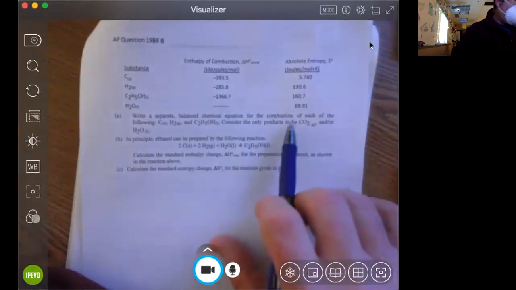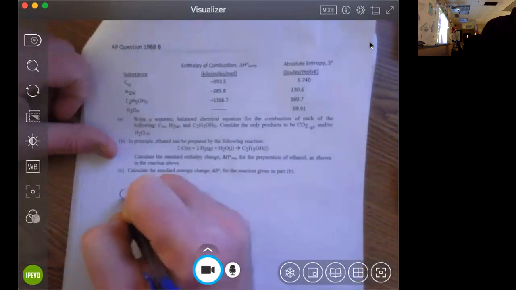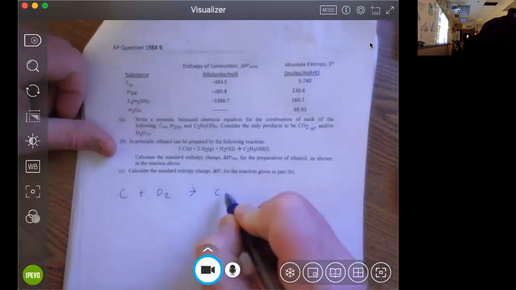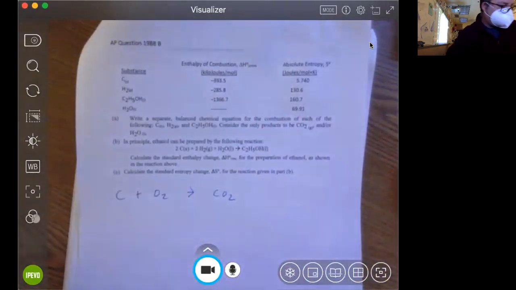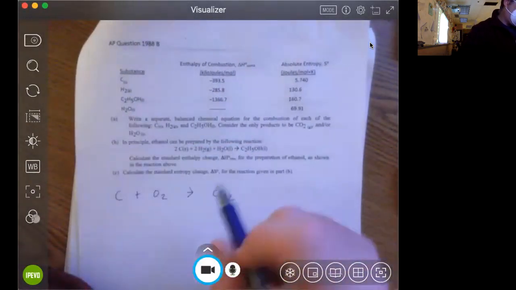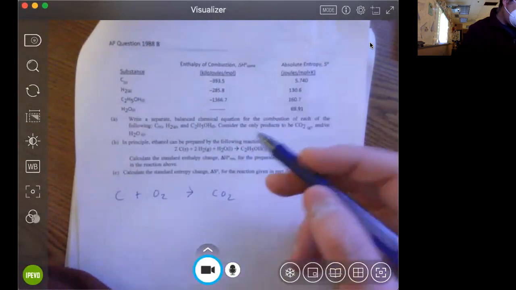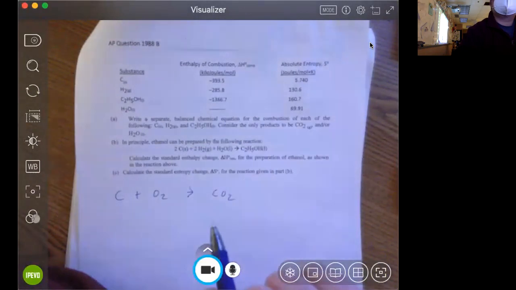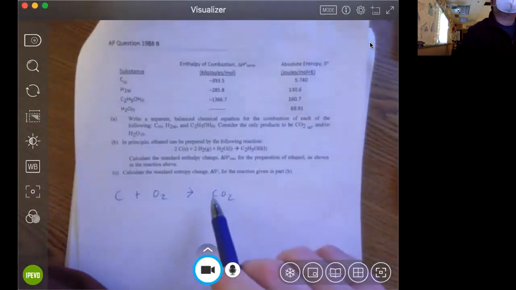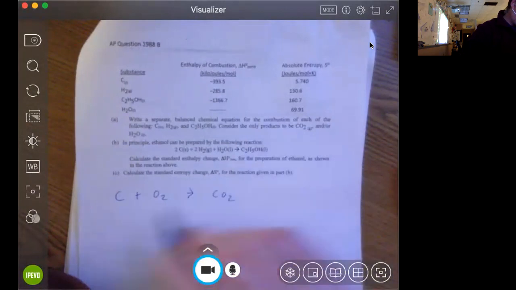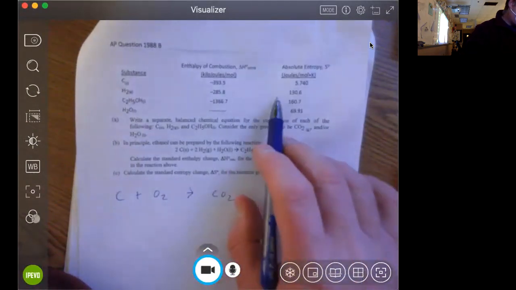So, complete combustion. Carbon plus oxygen yields carbon dioxide. That one's done. If we take a look, we could say, okay, boom plus boom. Each of these are 0 because they are at the standard state. So we take products minus reactants. So it would be, oh, we don't have that up here. All right, so we're good.